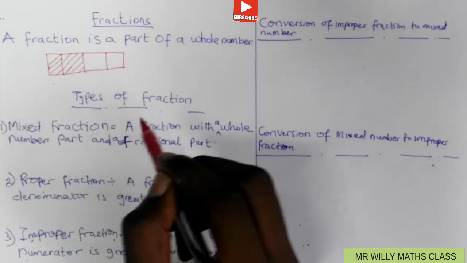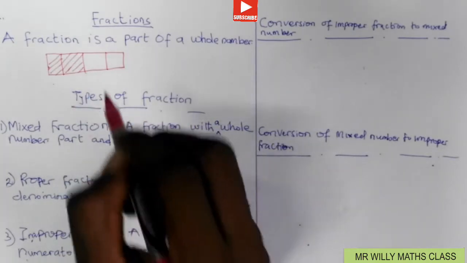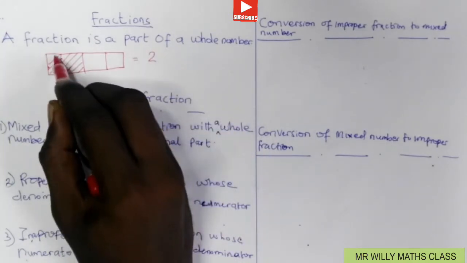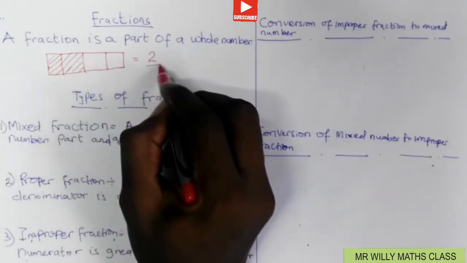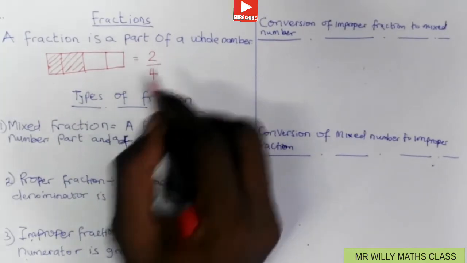We can express this in fraction by the shaded part. We can express it in fraction by saying 2. We shaded 2 boxes out of what? Out of 4 boxes. So this is what a fraction looks like.